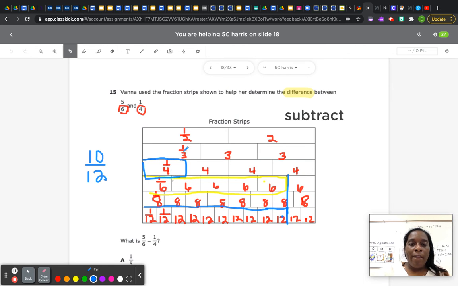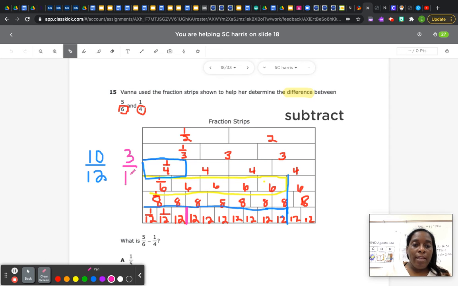Next, I'm going to go over to my 4th, and I'm going to use a different color. And I'm going to find something that is equivalent. If I go up, there's nothing that goes straight down. I do have 8ths, but if I put an 8 over here, I'm not going to be able to do the difference because they're not like denominators. So I keep going down, and I notice that 1/4 is also equivalent to 1, 2, 3 12ths. So I'm going to write 3 12ths here.